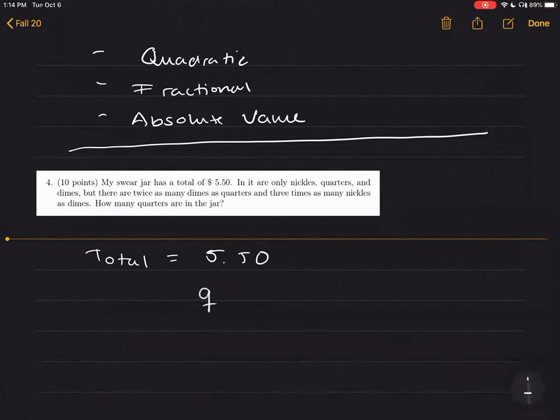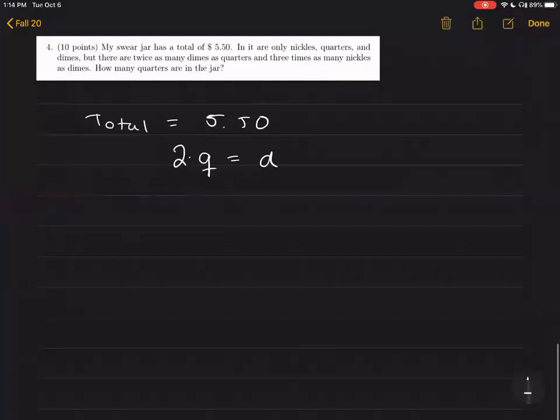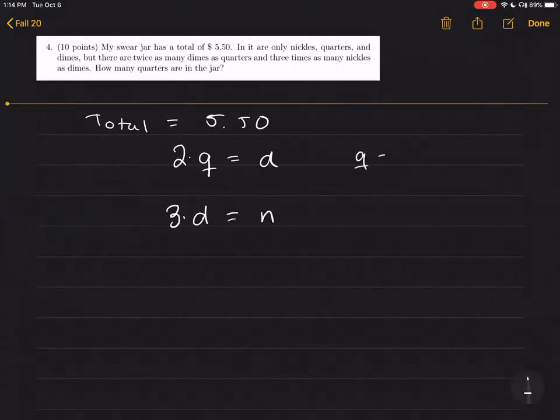If we have some number of quarters, we know that 2 times that number is going to be the number of dimes, right? Because there's twice as many dimes as there are quarters. And then there are 3 times as many nickels as dimes, which means that depending on how many dimes we have, we multiply that by 3, we get the number of nickels. So here we've got Q is quarters, D dimes, and N nickels, right?